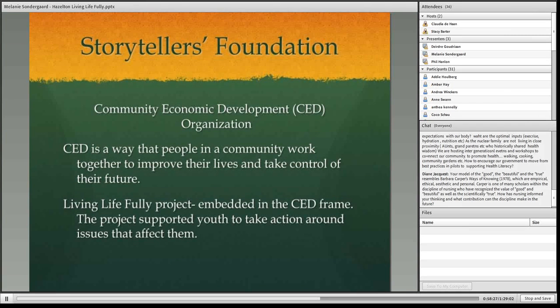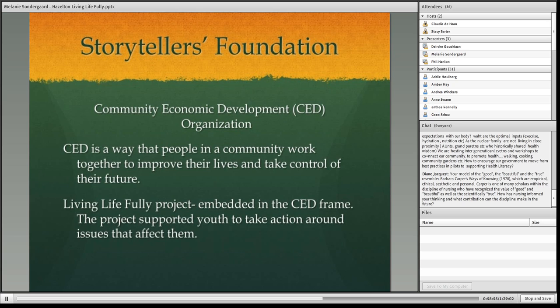And CED is a way to include people that are most affected by the issues in finding ways to improve their lives and take control of their future. And it's not just looking at just health or just the environment or just the economy, but trying to link all of those in sort of a triple bottom line lens to look at sort of the whole picture of a community.